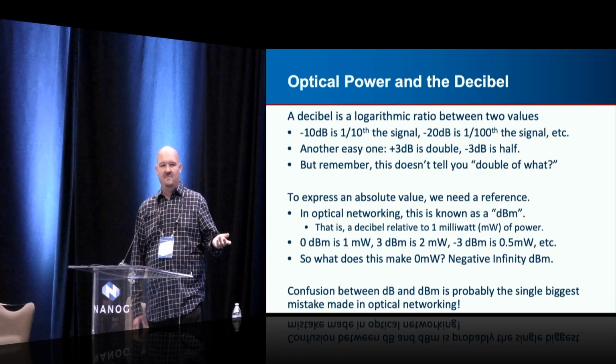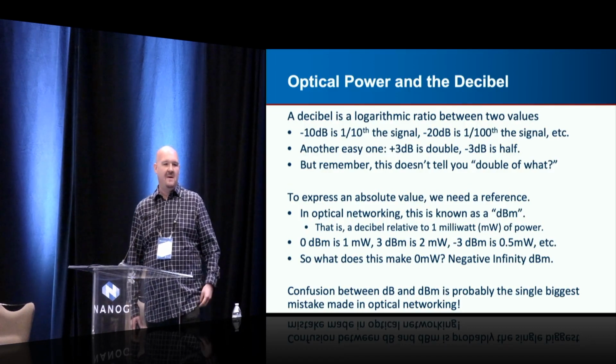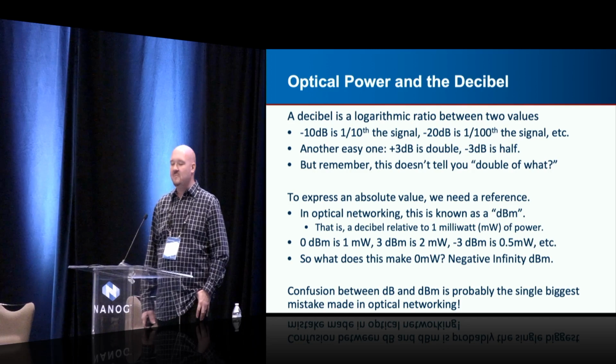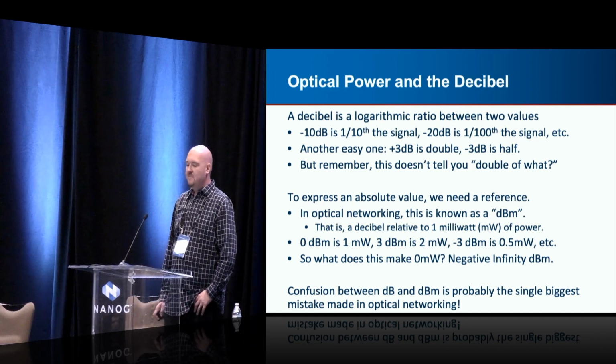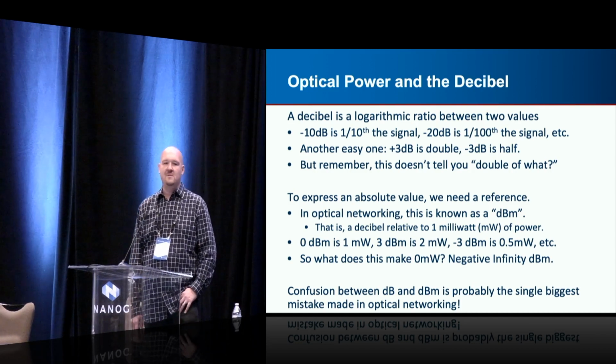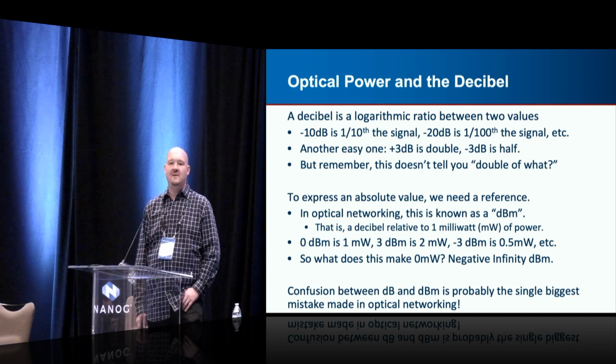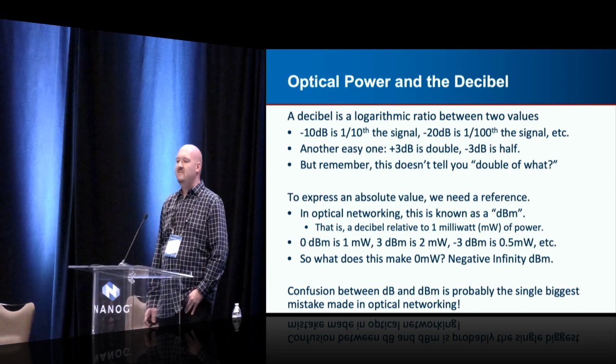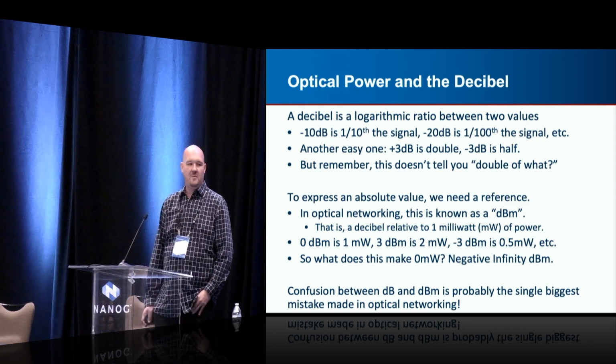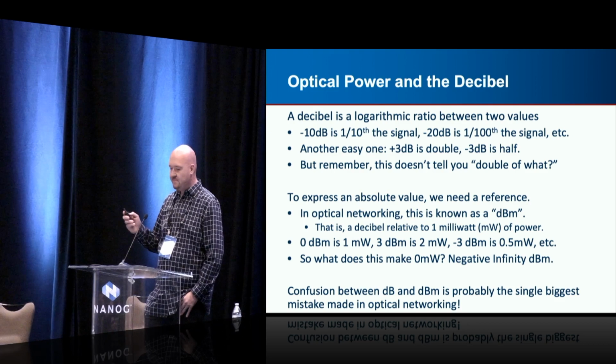So like I said, +3, you've now doubled that. You're up to 2 milliwatts. If you were at -3, you've cut that in half. You're at 0.5 milliwatts. But confusing these two is probably the single biggest mistake that you'll see in the field. You'll see people go out with light meters and be in the wrong mode and get the wrong value. So be very, very aware of which value you're working with when you look at these.